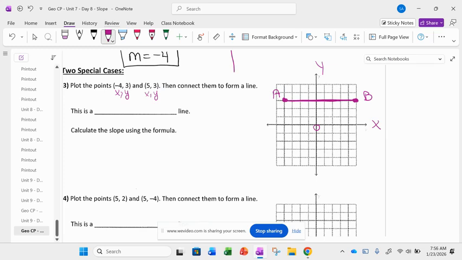And then we're going to connect those 2 points with a segment. Does anybody know what this line is called that's perfectly straight across like this? Starts with an H. What kind of line that is? Horizontal. Good. This is a horizontal line.